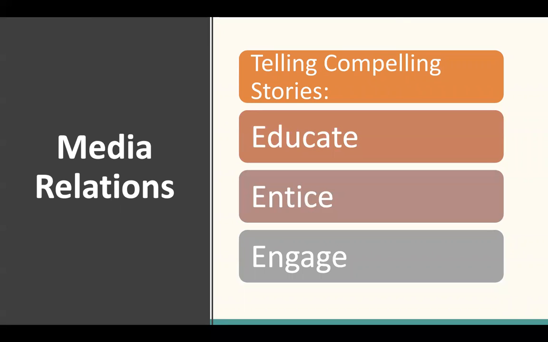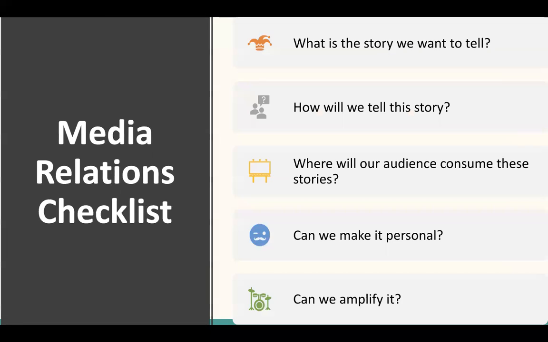When engaging in any sort of media relations, there are three main components to telling a story: educate the audience, entice the audience, and engage the audience. This is a quick checklist to go through to do those three things. What is the story we want to tell? How will we tell the story? Where will our audience consume these stories? Can we make it personal? Can we amplify it? By going through this checklist, we make sure to educate, entice, and engage the audience to make them want to read more into what we're saying.